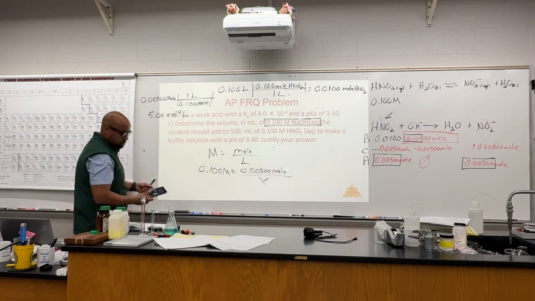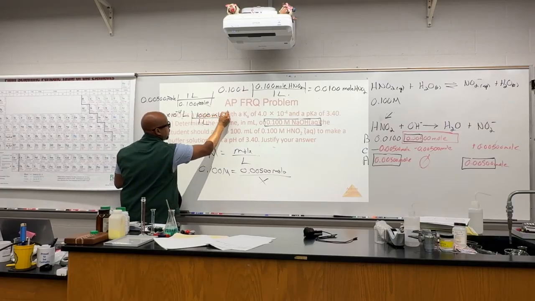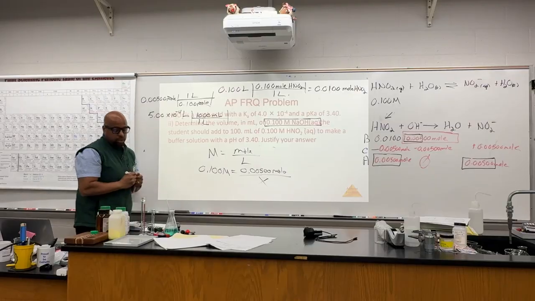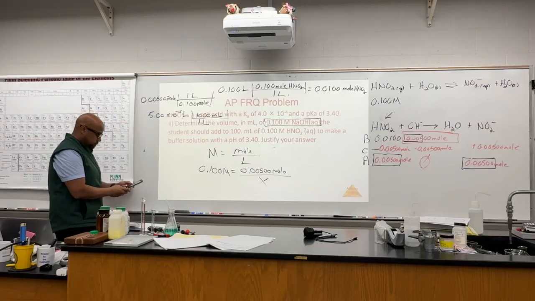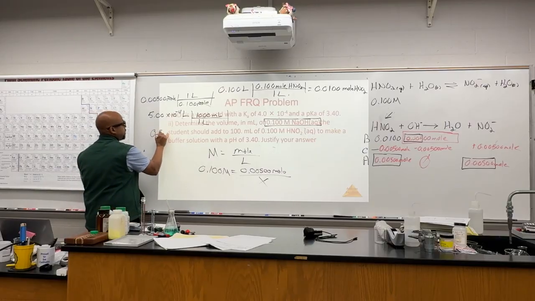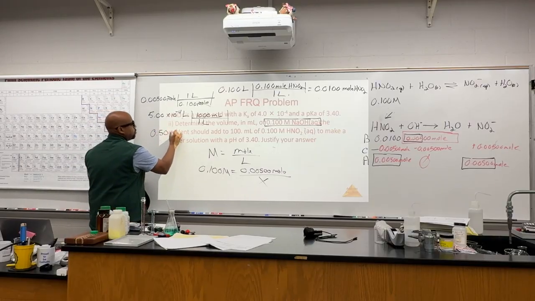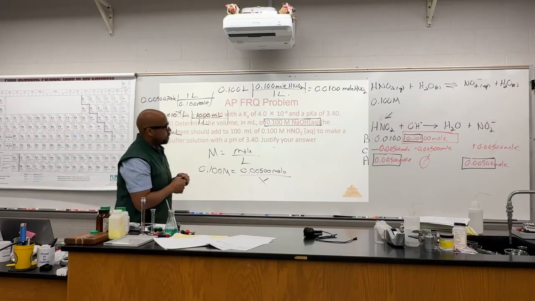For every 1 liter, I got 1,000 milliliters. And now this should give me the answer I'm looking for here. So 5 E to the negative 4th times 1,000 tells me I really need 0.50 milliliters. Just want to see one thing really quickly.